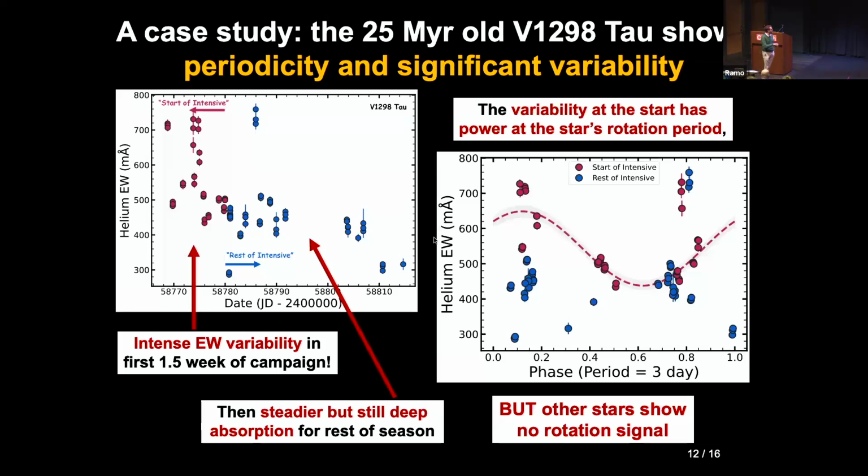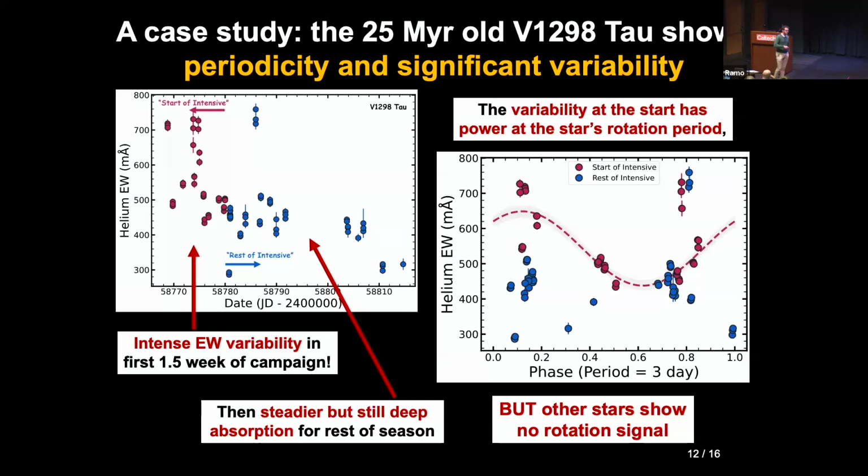So if you phase fold it up, in that first week and a half, you can see there's a sinusoidal signal, the rest of the time not. So something is going on, some sort of massive hotspot, a mass loss event that fell back down, that's causing rotational modulation for some time, but then all of a sudden it turns off. And actually, you don't see any rotation signal for the rest of the stars in our sample.